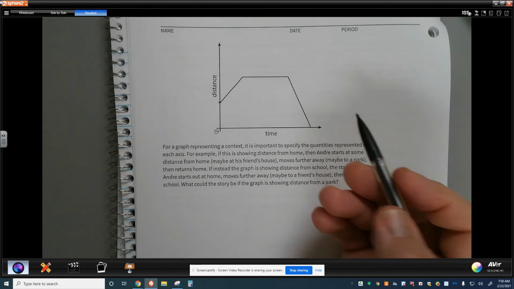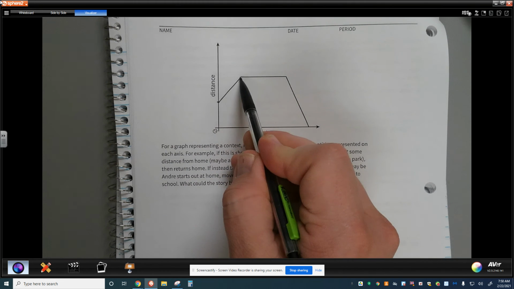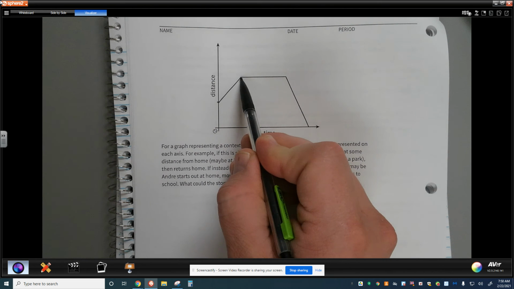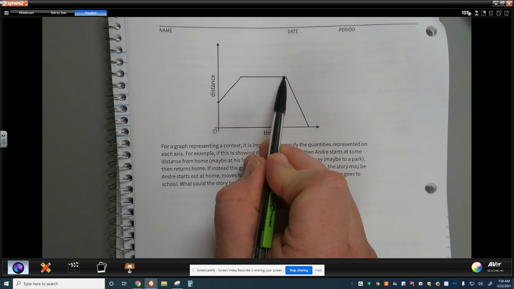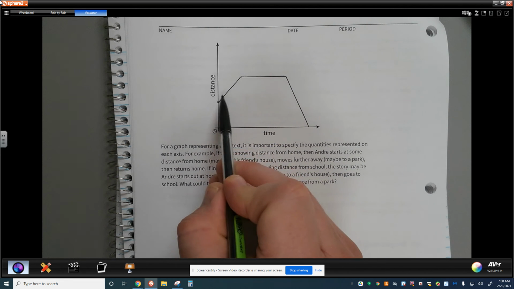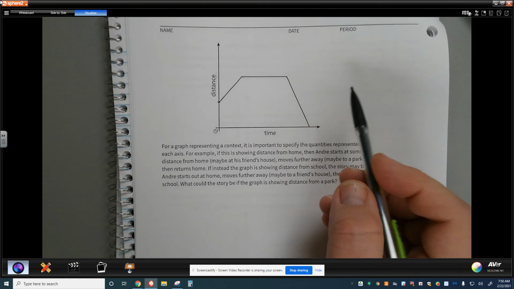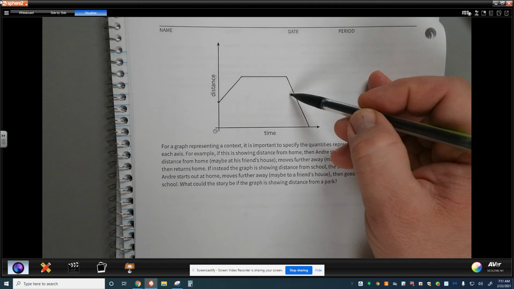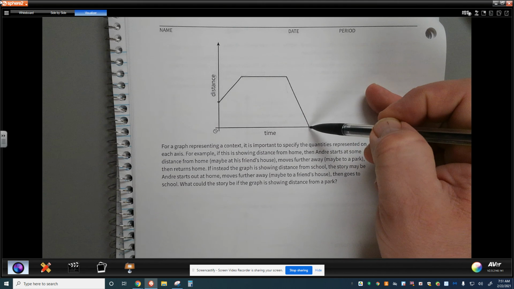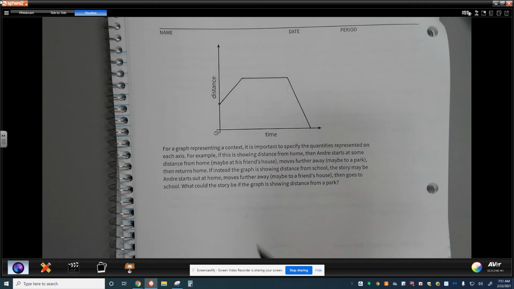And then he rides some distance away, maybe goes to a park or maybe goes to a grocery store or somewhere else. And he stays there. And we know that he stays there because it's just a flat line. There's no more distance that's changing. He's getting no closer, no farther away. And then finally at the very end, it shows that he's coming home, moving further away from his friend's house, whatever it may be, back to home. So there's a lot of ways that we can do this.